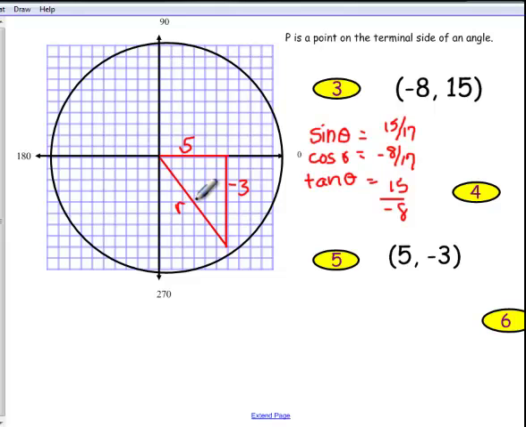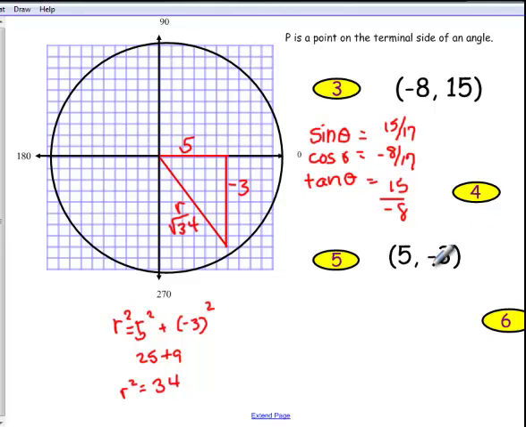It's not a 3, 4, 5 triangle. 5 has to be the radius, the biggest number. So we've got to do a little Pythagorean's theorem. R squared equals 5 squared plus -3 squared. So that's 25 plus 9. That's 34. And I can't break that down. So this r ended up being the square root of 34.